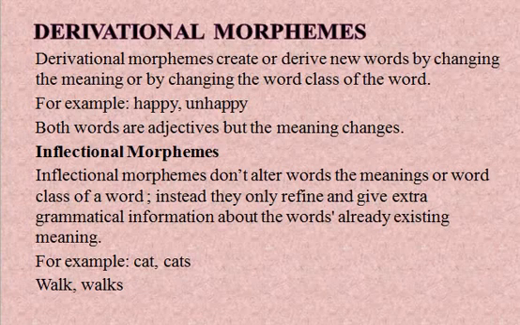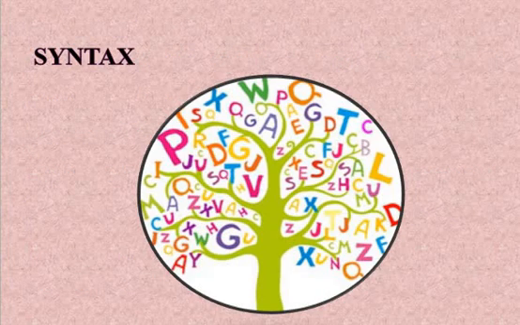Derivational morphemes create new words by changing the meaning, or by changing the word class of the word. For example, happy, unhappy, changing the word. On the other hand, in inflection, we just add s to the word and the word changes into a different tense. The inflectional morphemes don't alter the words, we just put them on the single words.